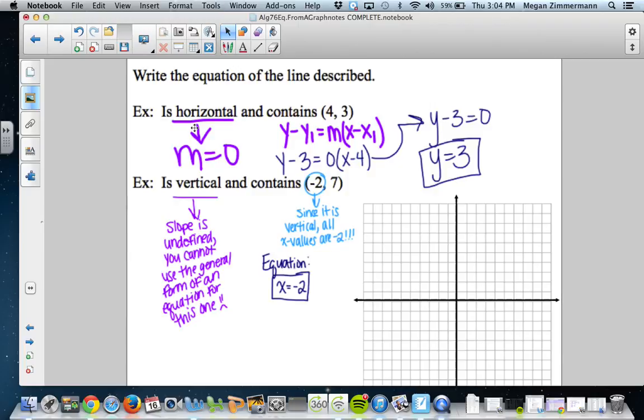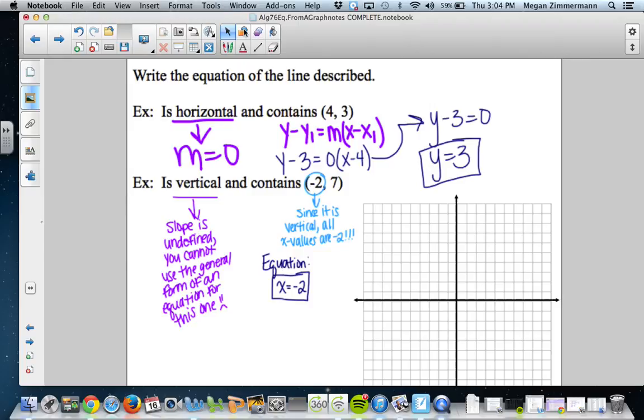If it's a horizontal line, we know that the slope is always 0. So our m is equal to 0. So we have a slope, and we also have a point because it contains the point 4, 3. So let's just use point slope form and substitute our values. So we get y minus 3 equals 0 times x minus 4. Now remember, 0 times anything is just 0, so we end up with y minus 3 equals 0. So let's just move the 3 over to the other side. So we get y equals 3 as our equation for a horizontal line.